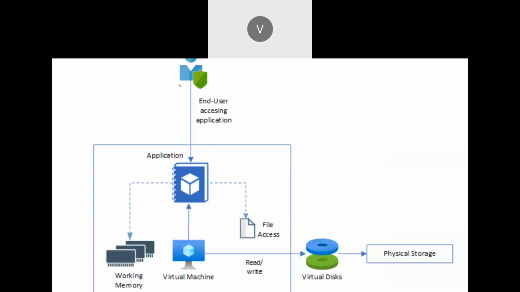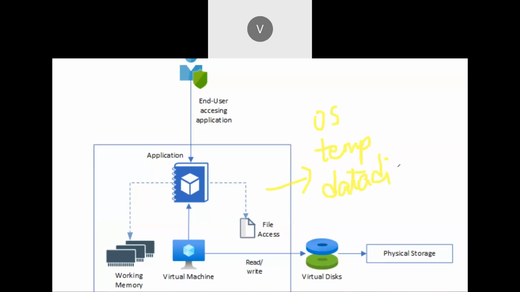When we access an application as an end user, whichever workload the virtual machine is running, at the end of the day the data the application is trying to read is coming from the virtual disks. The disks of a virtual machine are usually the OS disk, the temporary disk, and the data disks.